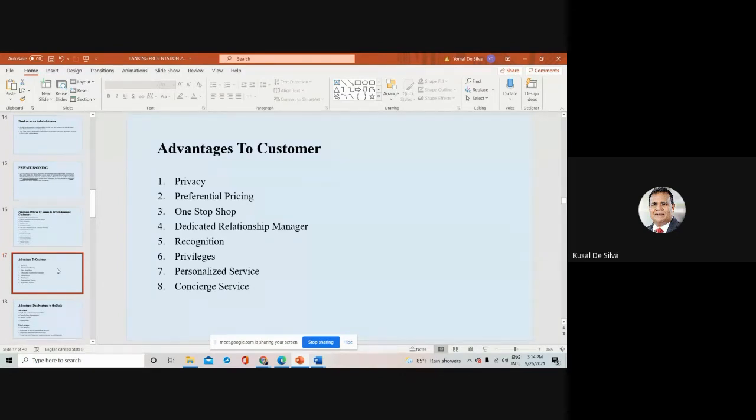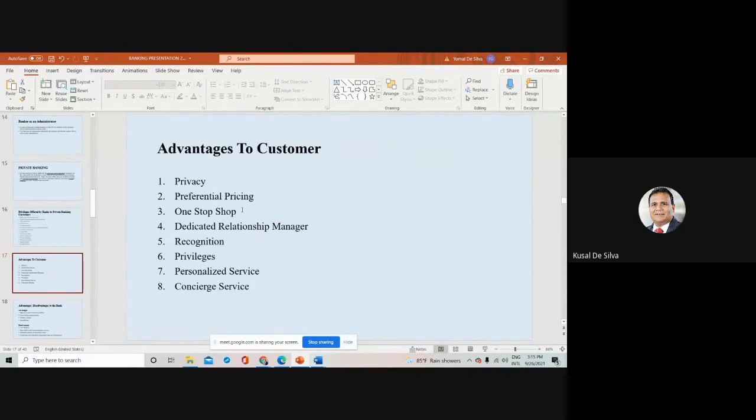They have a one-stop shop for all their banking needs. They need only contact the relationship manager for a loan, a card, a deposit, anything. They need to contact only one person, who will coordinate and provide the required solution to the customer. So a dedicated relationship manager is key, and he or she needs to coordinate with the respective departments in the bank and get the requirement done for his or her customer.